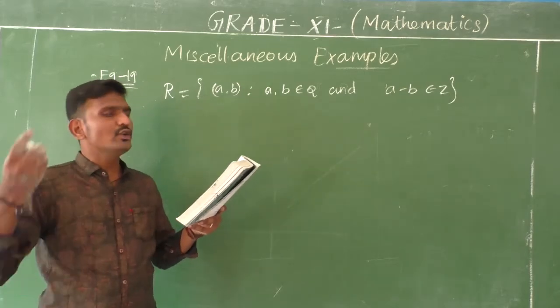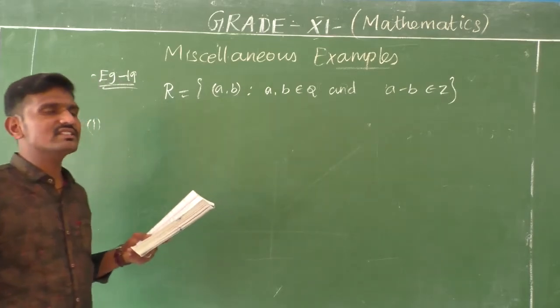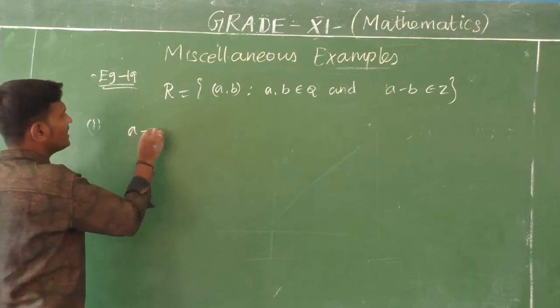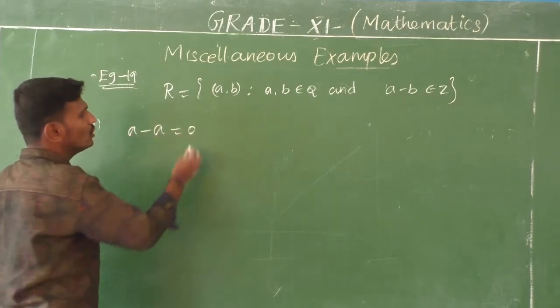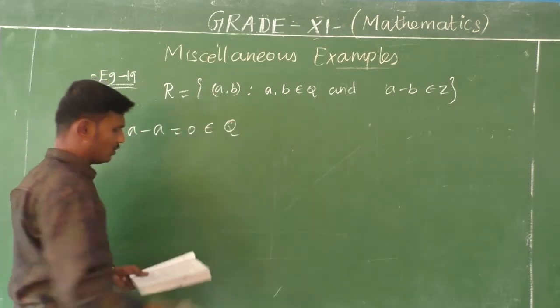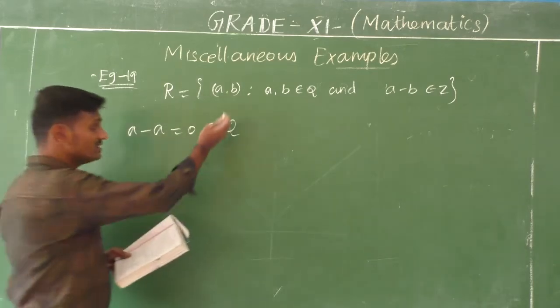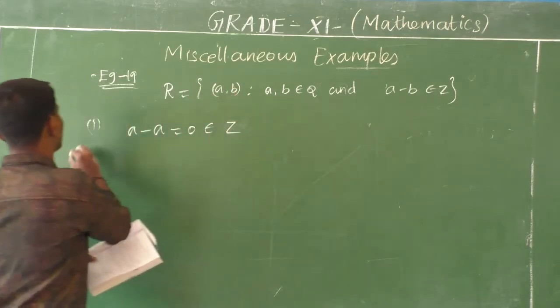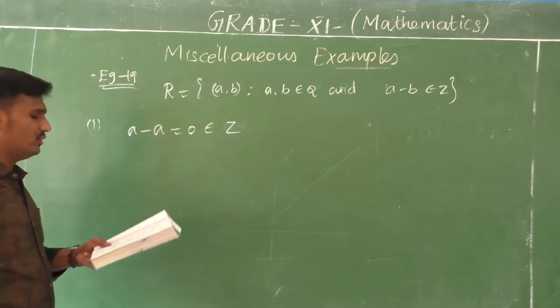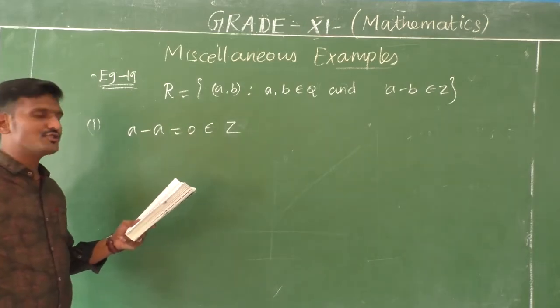For any rational number, take any value from A. For example, I am taking A minus A equal to 0. So this also belongs to Z. Sorry, it belongs to Z; from Q only I am taking the value. So the first one, have you understood?